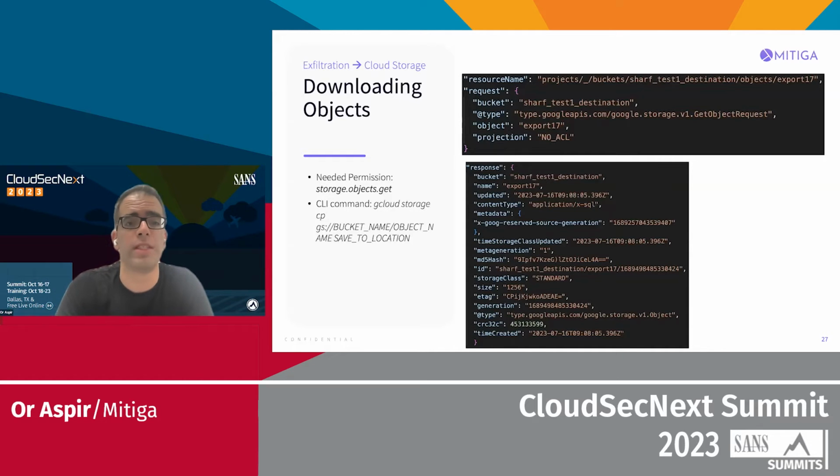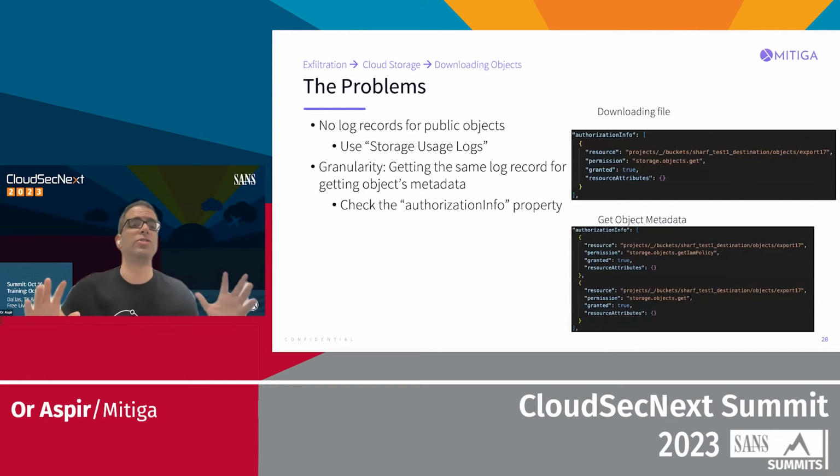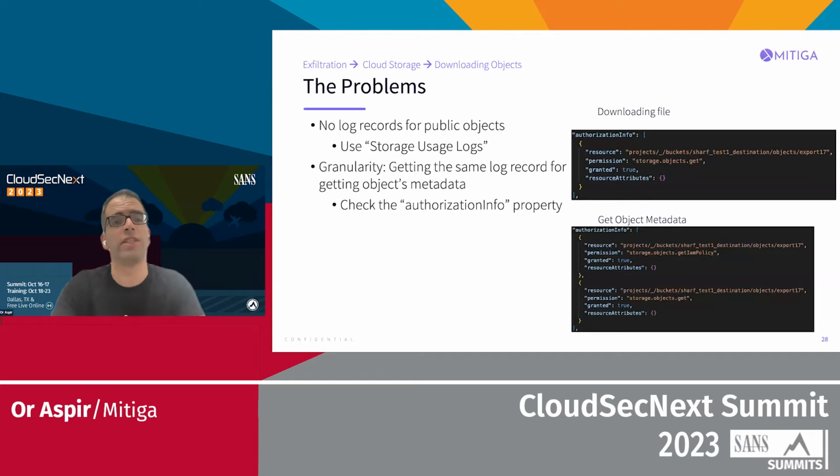But yet again, there are problems in how to detect it using the logs. The first one, as I said earlier, is that this is a data activity, so it's inside the data access logs. And data access logs are not enabled for public resources. So if the bucket is public or the object is public, you won't see the get logs. How can it happen? Maybe you put critical information inside a bucket. Maybe the attacker changed the bucket to public and then downloaded the object. So you can use a different log, called storage usage logs, in order to see public activity. But yet again, in admin activity, you won't see anything. And the last problem is granularity.